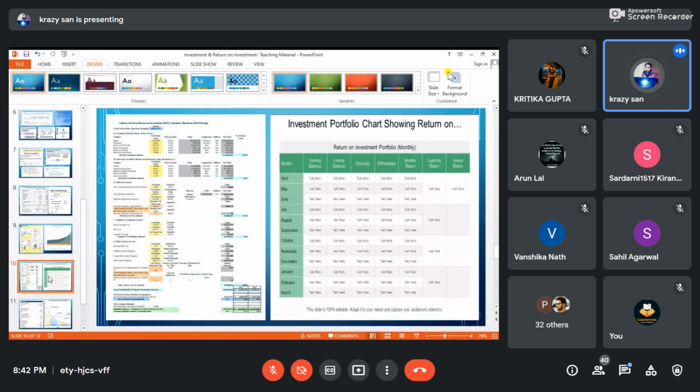These are all done with the help of software. Investment portfolio chart, return on investment. And the first slide is with the help of the accounting balance sheet, that is the trading and profit and loss account, trading account and balance sheet. The ROI has been calculated.